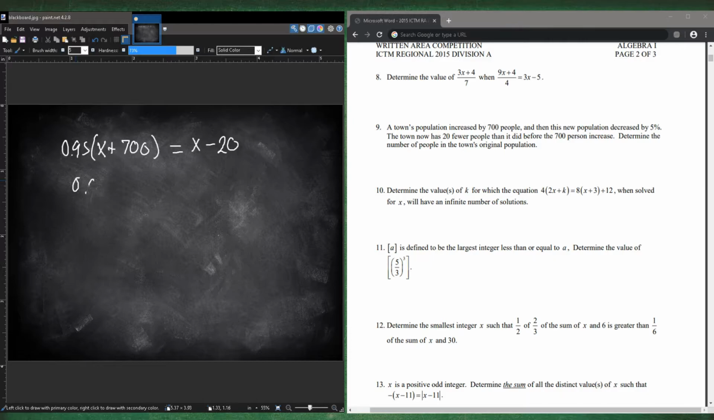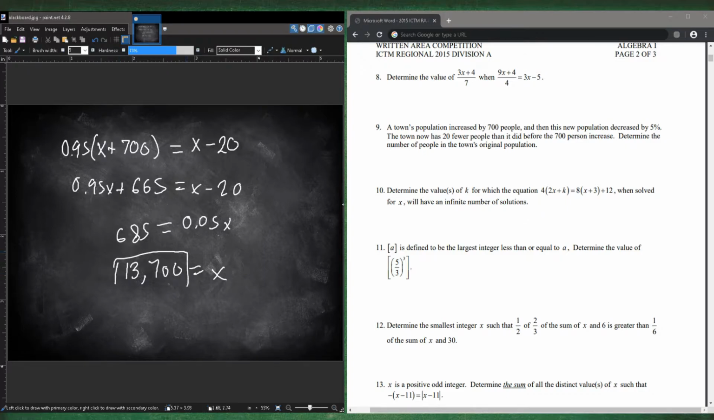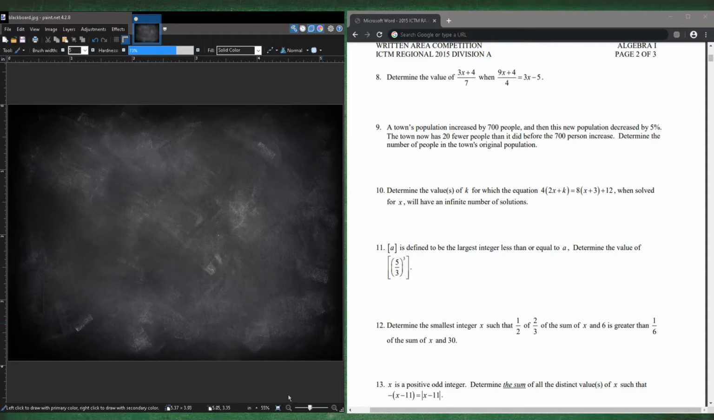So let's find that out. 0.95x plus 700 times 0.95. That's 665, and that is equal to x minus 20. So subtract from this side. 0.05x is equal to 685. So 685 divided by 0.05, that's equal to 13,700, which is x. So determine the number of people in the original population. That's just this, so 13,700. Okay, basically that simple.